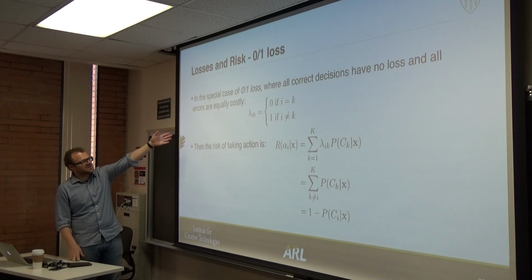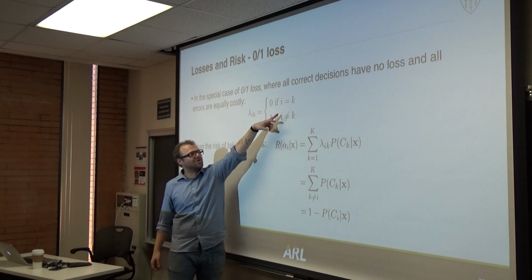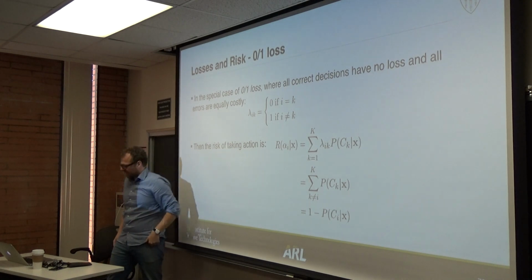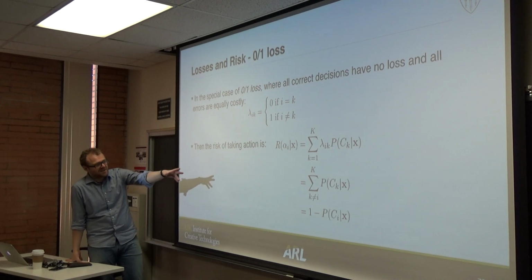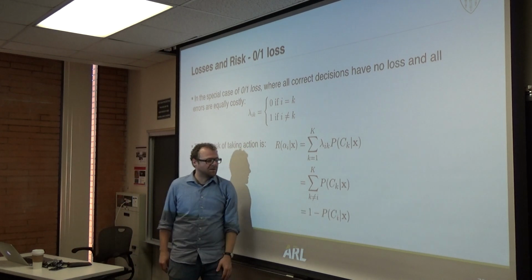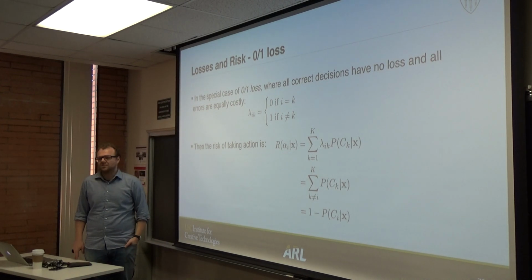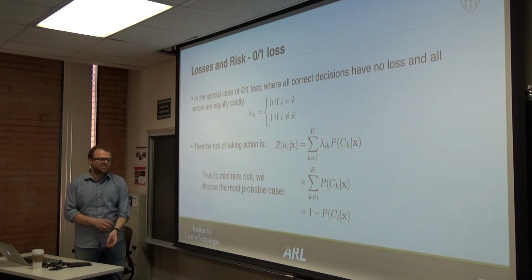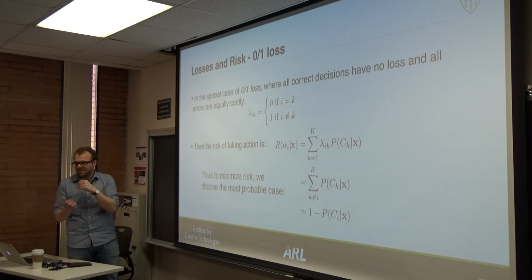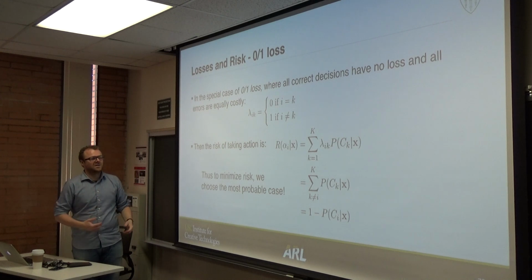We had the special case, which basically means this is chosen to be 0 if we don't make a mistake, and 1 if it's actually a mistake. And basically, the risk of taking an action then is just 1 minus the probability. Okay, and then it becomes the same kind of classification problem. So, to minimize the risk, we choose the most probable case if we have the 0-1 loss. Depending on the parameters in the other loss calculation, we would have the ability to choose a different class.